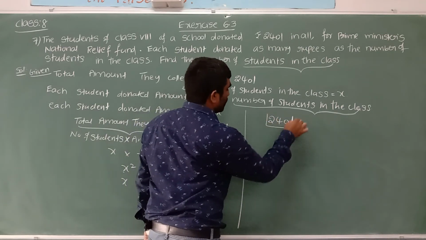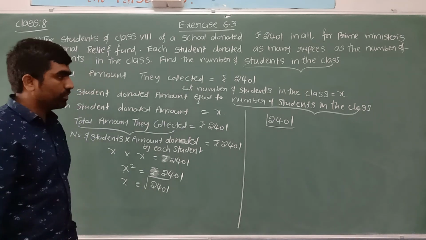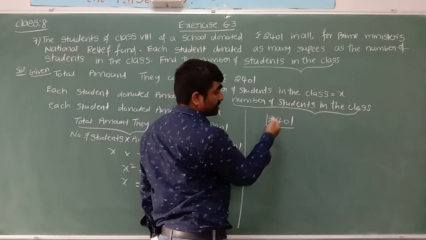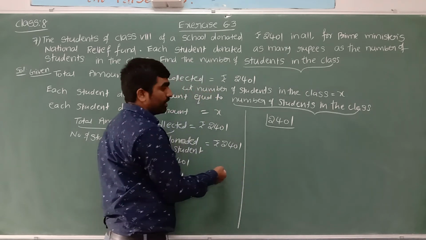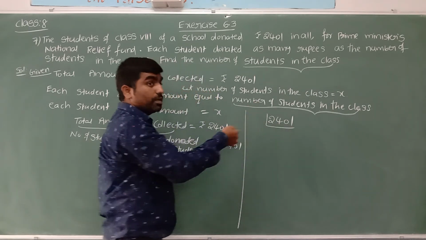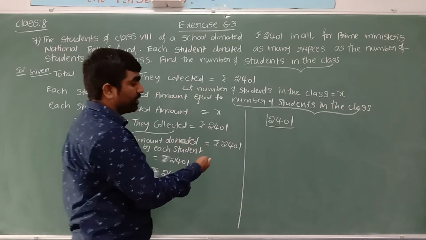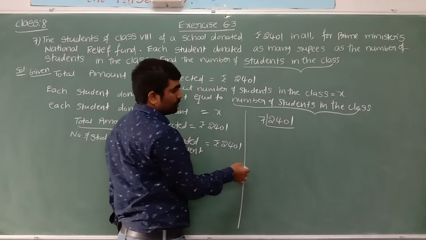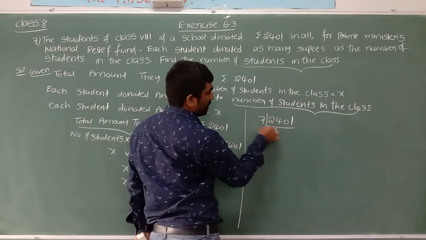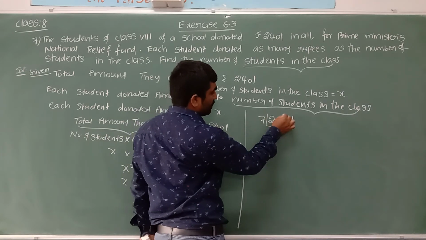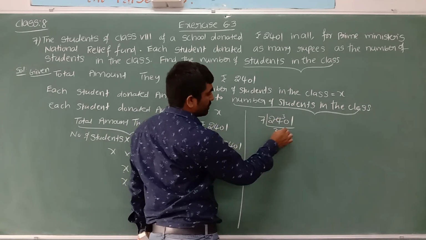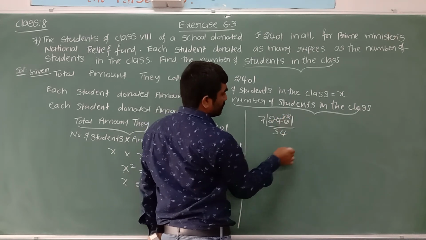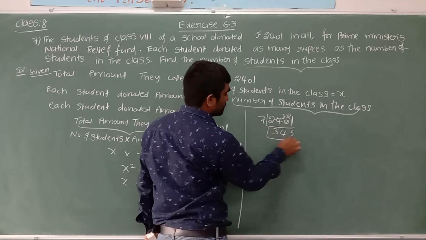2,401. Yes. Now we'll see here. 2 table not possible. 3 table: 2 plus 4 is 6, 6 plus 1 is 7, so 3 table not possible. 5 table is also not possible. I am checking which prime factor goes into the given number. So let me go with 7 table. 7 3s are 21, 24 minus 21, 3 left. 30: 7 4s are 28, 30 minus 28, 2 left. 21: 7 3s are 21.